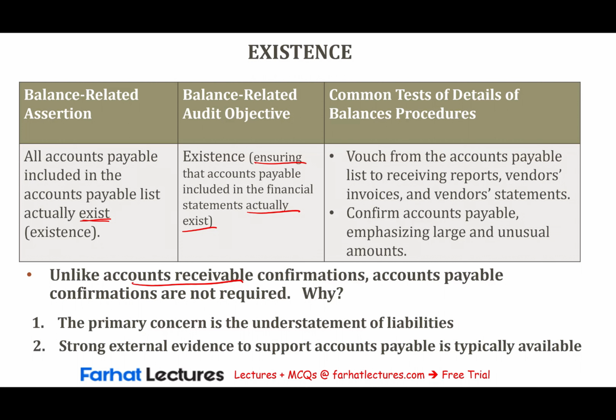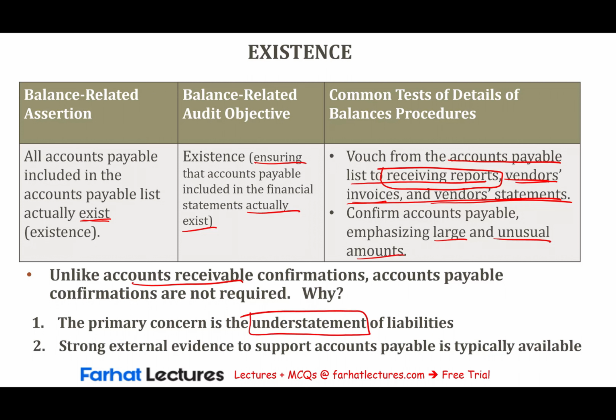So what do we do if we have to do this test? We vouch from the accounts payable list to the receiving report to the vendor invoice and vendor statement. Let's take a look: did we receive something from that vendor? Did the vendor send us an invoice? Is there a vendor statement? If they do, and we have an amount there, then that's it. It exists. Also, we can confirm accounts payable if the amount is large or unusual. We could also confirm, but again, that's not really a concern, because the primary concern for liabilities is understatement, not overstatement. So existence is not an issue.